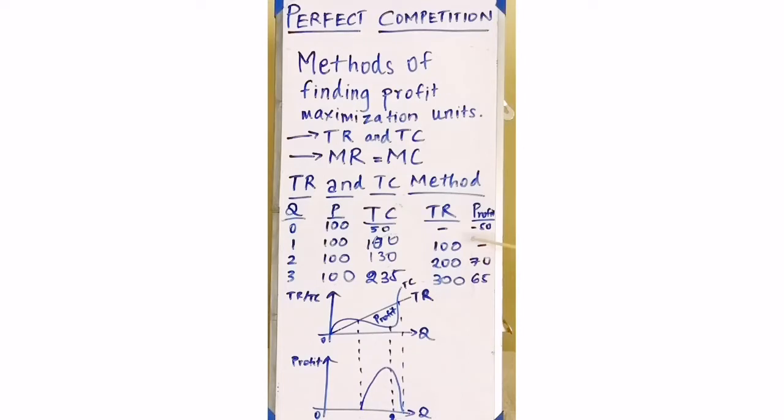Whereas first he gets a loss, then no profit or loss, then he gets the highest profit, then it starts to reduce. So this is how we can find the profit maximization point in a chart.